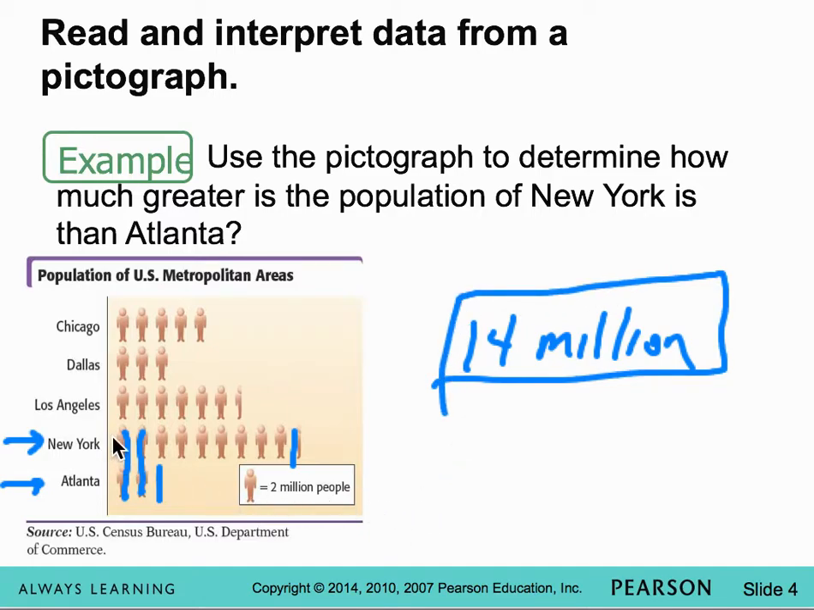I could have found out how much was in New York and then subtracted how many's in Atlanta. I could have done that. Or I could have done it right here in the graph, subtracted it, right? Marked it out.